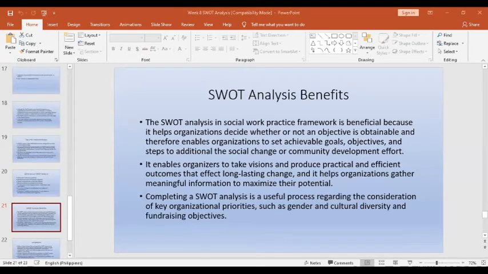The SWOT analysis also enables the organizers, the people, to establish the vision and mission to accomplish, and what particular outcomes they want to establish for a better and for a change. And of course, SWOT analysis is also a useful process for the consideration of the key organizational objectives, okay, whatever the objectives that we want to achieve.